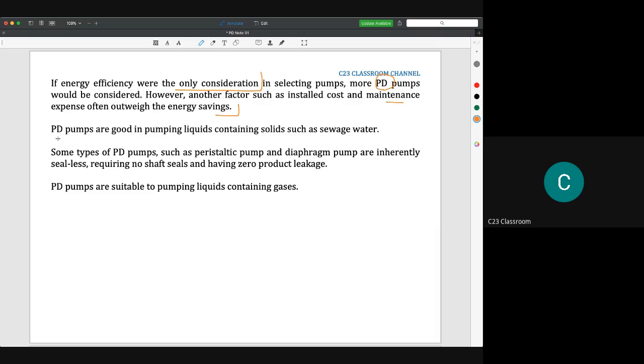So positive displacement pumps are good in pumping liquid containing solids such as sewage water. I think you already know, if you have solids, meaning particles in your liquid, people will not use centrifugal pump. Okay, contohnya kalau ada air yang bercampur dengan bahan buangan, so Indah Water atau sebagainya, Indah Water tidak akan menggunakan centrifugal pump. Itu sebab kalau awak tengok lori Indah Water, kalau awak pernah tengok macam mana dia sedut, awak akan nampak air tu disedut secara berkala di dalam pipe dia.